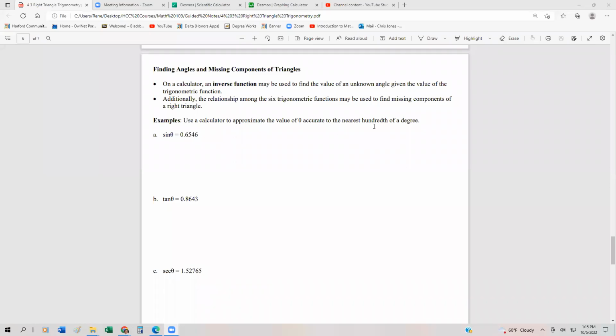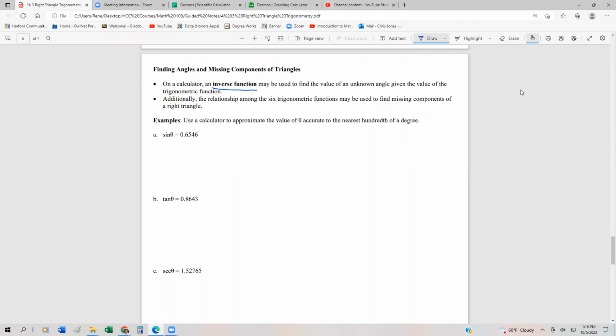In this video, we're going to take a look at how we can go backwards. If we're given the value of the function, how do we figure out what the angle might be? So we're going to go through and take a look at these inverse functions, and they're going to be on your calculator. What they do is find the unknown angle of a given value of the trig function.